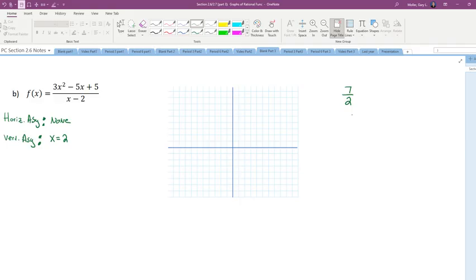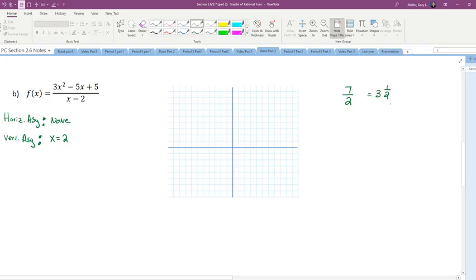In a case like 7/2, 2 doesn't go into 7 directly, so we cannot just simplify that to be 3. But that doesn't mean we can't still divide it, right? We can divide it and go to a mixed number. So we divide 7 by 2, and we get 3 and a remainder of 1 over 2. So we get 3.5.